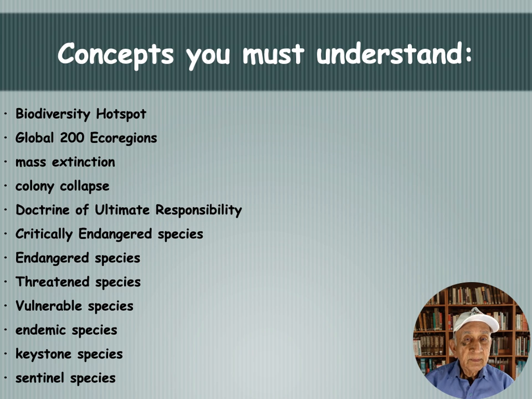There are many concepts in this topic you must understand. Things like biodiversity hotspot, what is meant by Global 200 ecoregions, mass extinction, colony collapse of bees, doctrine of ultimate responsibility, critically endangered species, endangered species, threatened species, vulnerable species, endemic species, keystone species, and sentinel species. So various kinds of species are at different levels. Some are really endangered and critically endangered. Some are not so, but they are vulnerable and so on. These things you must know.